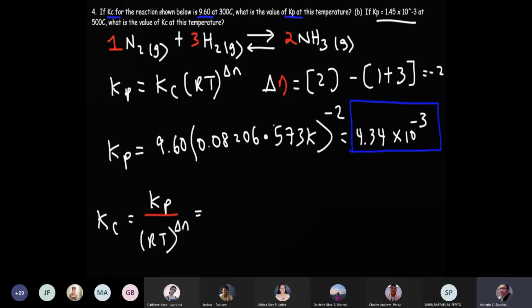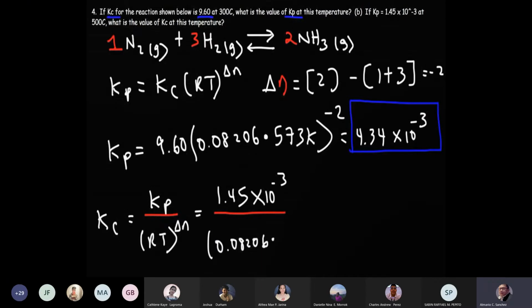In part B, we're told that the value of Kp is 1.45 times 10 to the negative 3. And we're given the temperature as well. The temperature this time is 500 Celsius. R is still going to be the same, 0.08206. And the temperature is going to be 500 Celsius plus 273, which is 773 Kelvin. Delta N is not going to change because the coefficients for this reaction remain the same. So delta N is still negative 2.